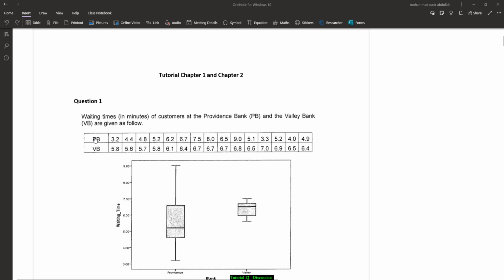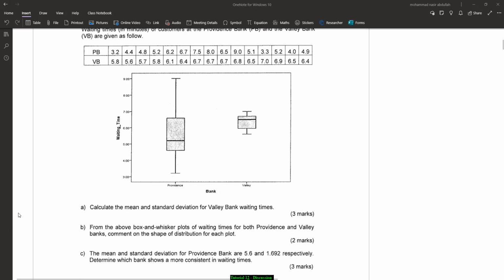Alright, question 1, tutorial 1, chapter 1 and 2, right? So we look here at question number 1: waiting times in minutes of customers at Providence Bank and Valley Bank. So there are two banks, PB and VB, right, given as follows. Here they give the data.